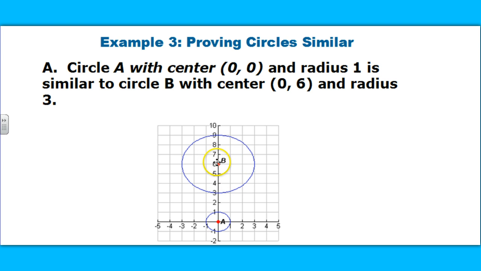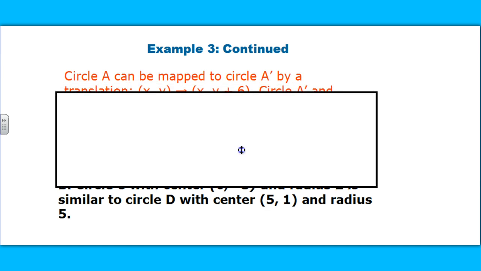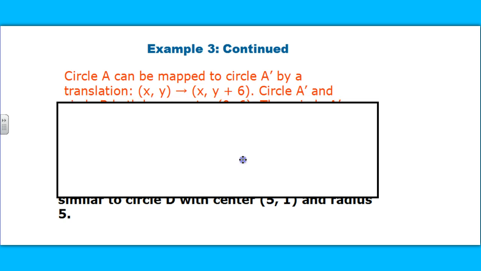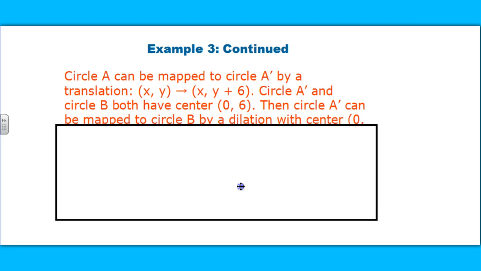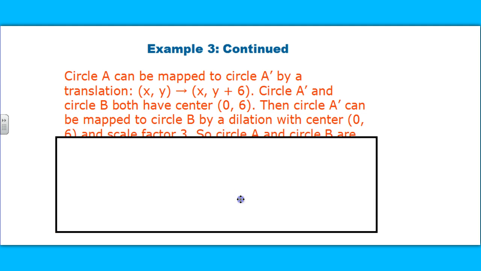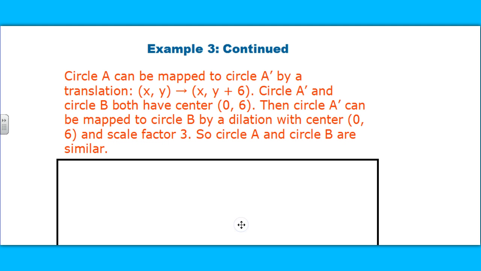And the new circle has what type of a radius? Let's see. So that's going to factor into our dilation, isn't it? So circle A can be mapped by a translation up 6, and then circle A can be mapped to circle B by a dilation of a scale factor of 3, right? So they are similar.